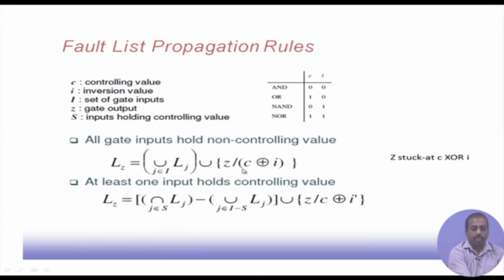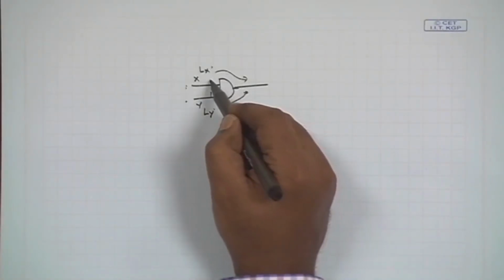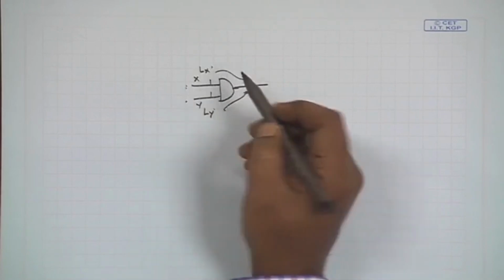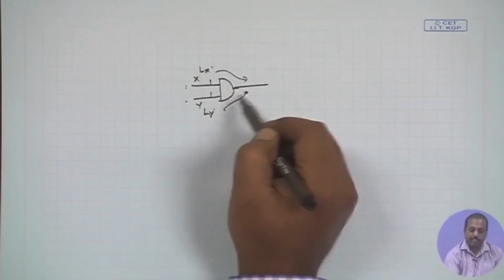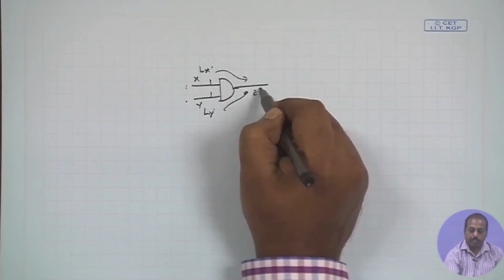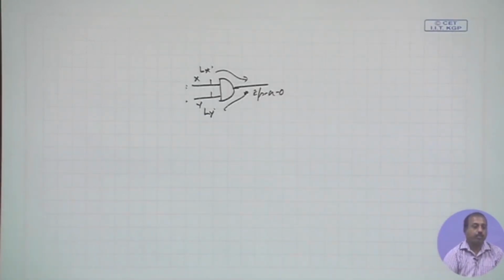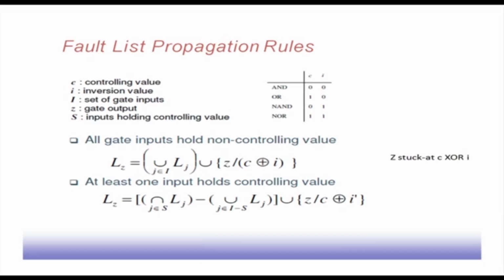As I was taking the example of an AND gate, assuming that both the inputs are 1, they are holding non controlling value. So, whatever is Lx and Ly, they will come to the output, plus we can check at this point the Z stuck at 0 fault. This fault also can be observed if we can look at the circuit at point Z. So this is the case when all the inputs are holding non controlling value.